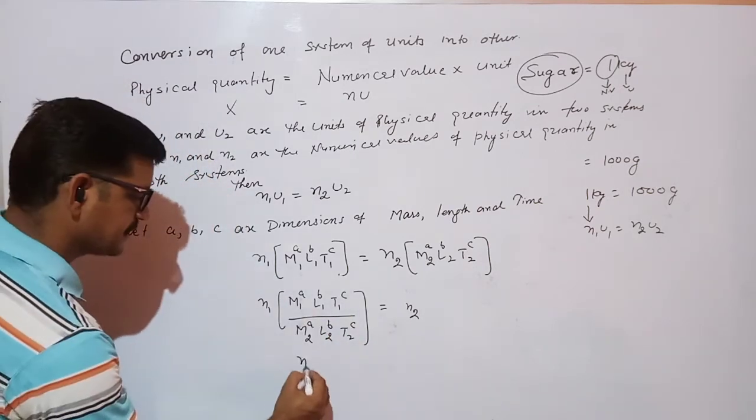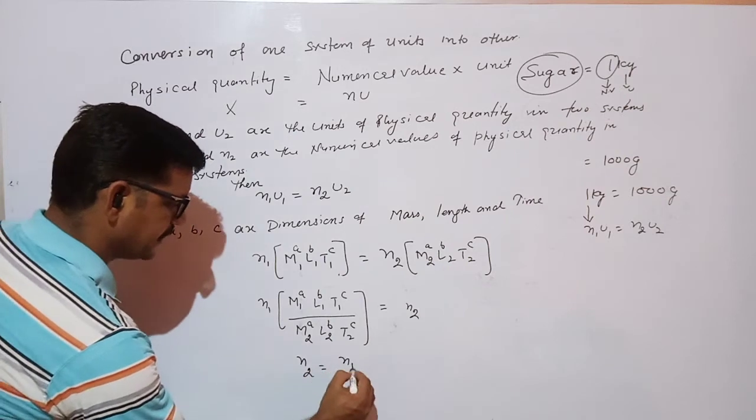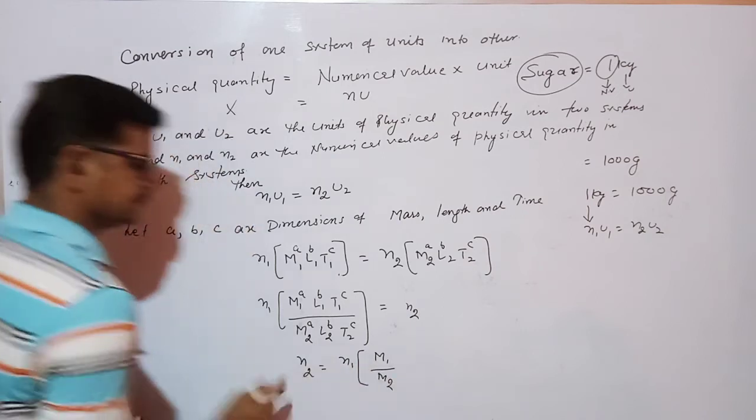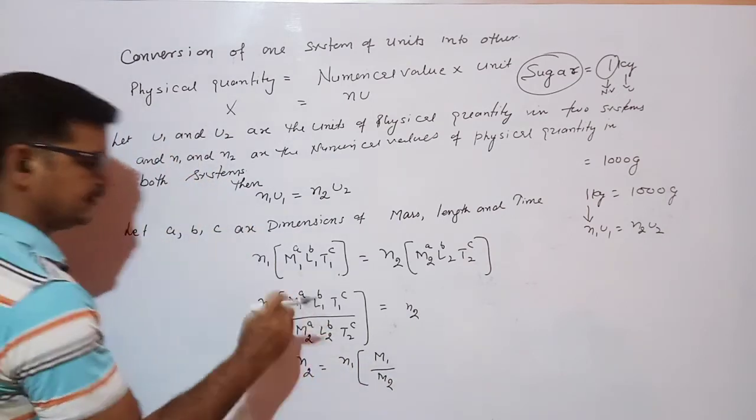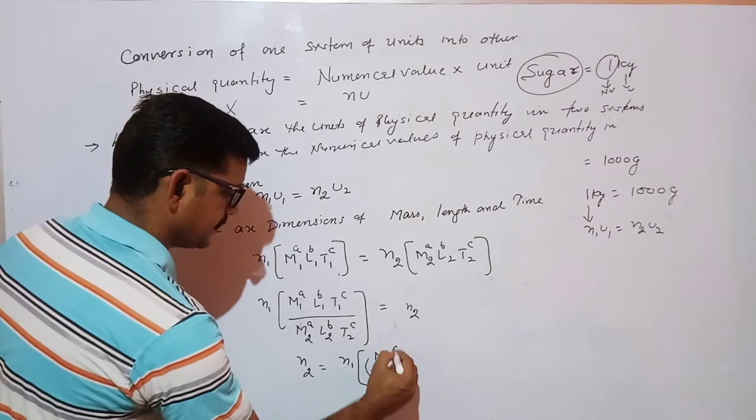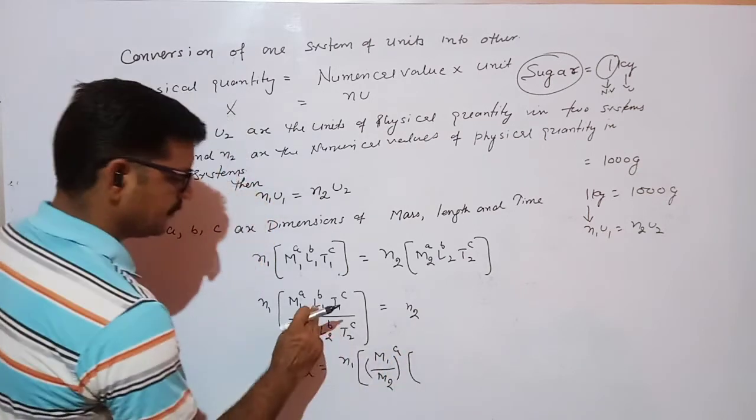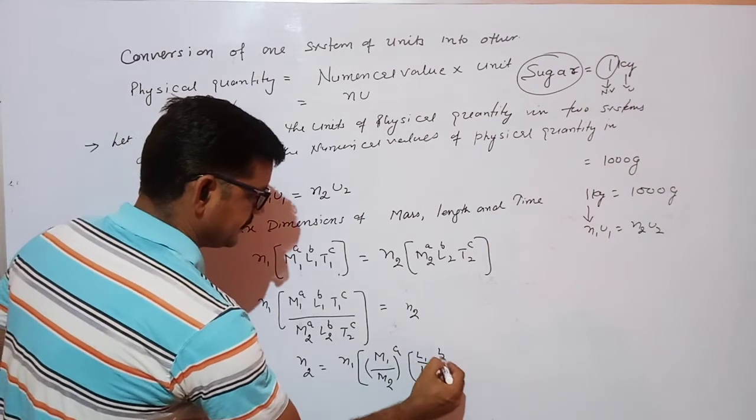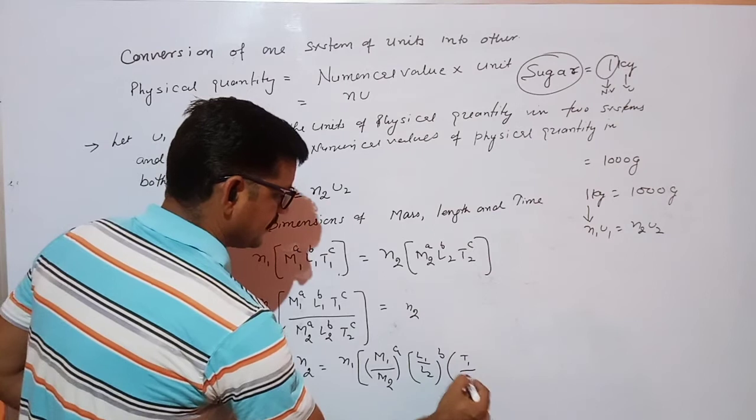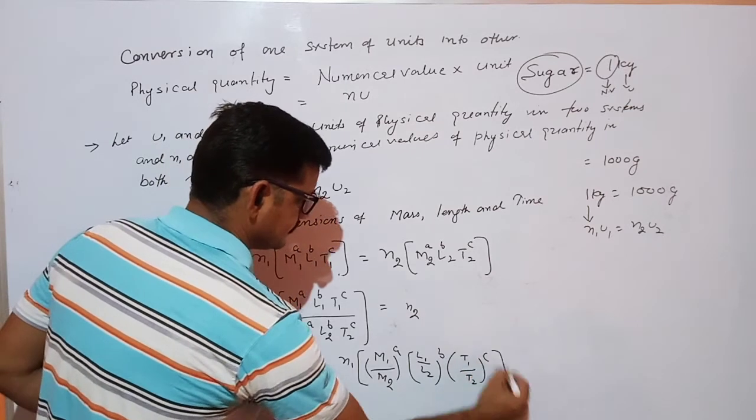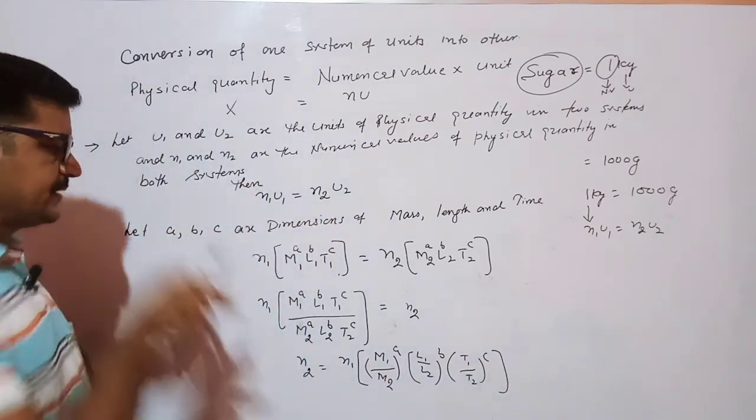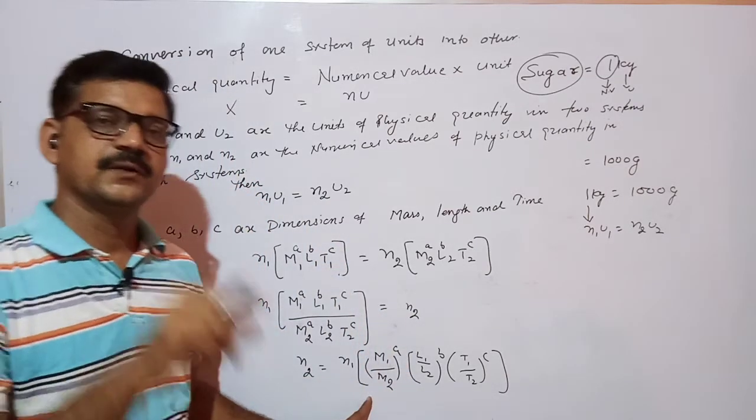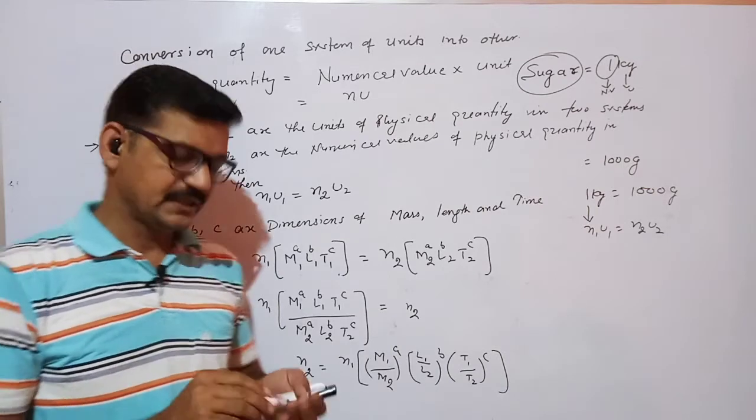So in this way we can calculate N2 equal to N1 times M1 upon M2, as the power a is common, so take it as common. Similarly L1 upon L2 power b, and T1 upon T2 power c. So this is the formula by using which we will convert one system of units into another.